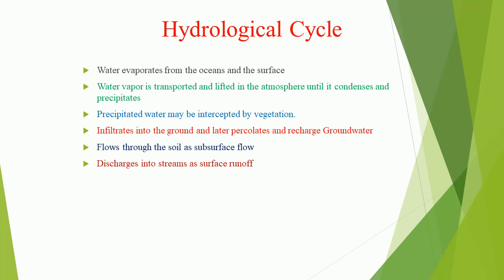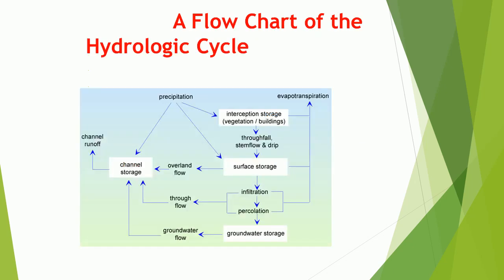Precipitated water may be intercepted by vegetation. It infiltrates into the ground and later percolates and recharges groundwater. It flows through the soil as subsurface flow, or discharges into streams as surface runoff. A flow chart of the hydrologic cycle.